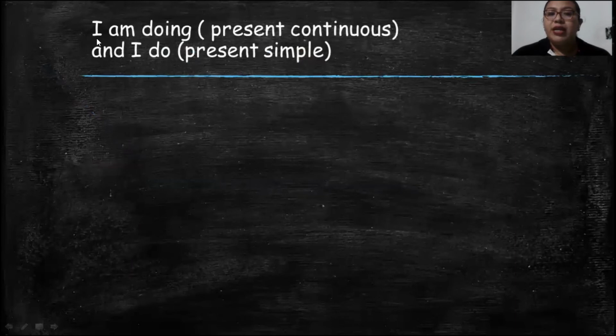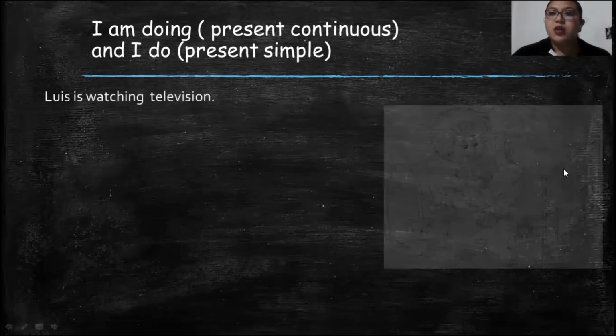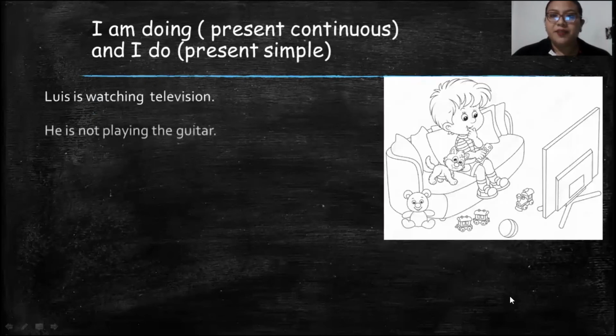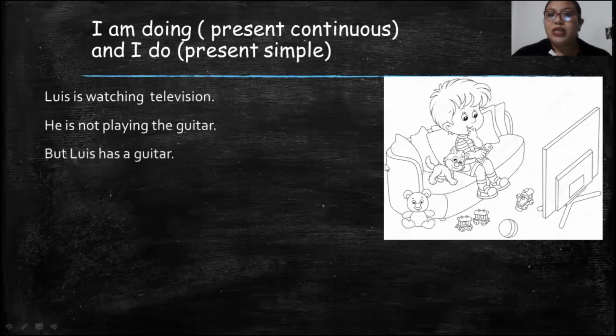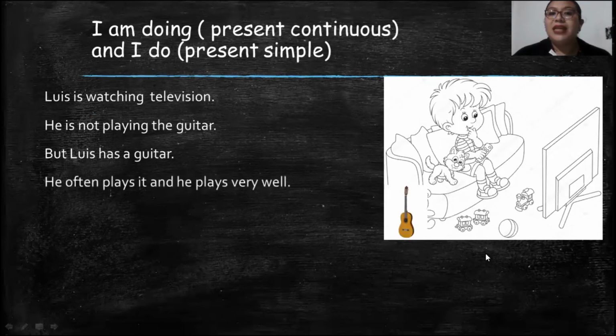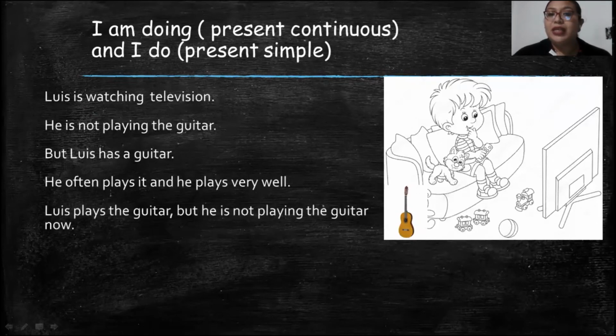Now, if you notice here, I am doing and I do. This is the present continuous because I am using ing, and this is present simple because my verb is in base form, okay? So I'm showing you here a little text that says, Luis is watching television. That is an action that he's doing in this moment. He is not playing the guitar, but Luis has a guitar, okay? He often plays it and he plays very well. Luis plays the guitar, but he's not playing the guitar now, okay?